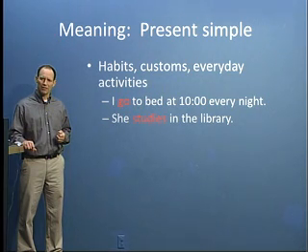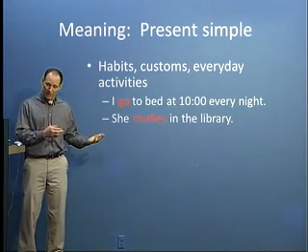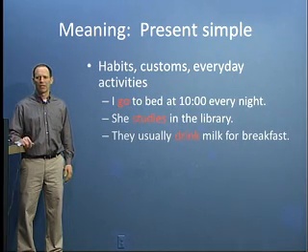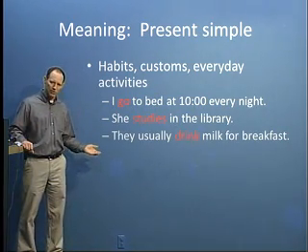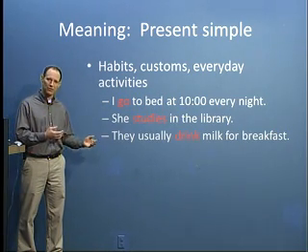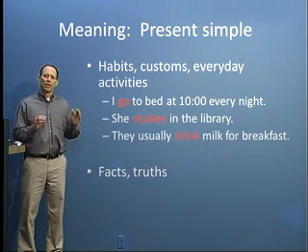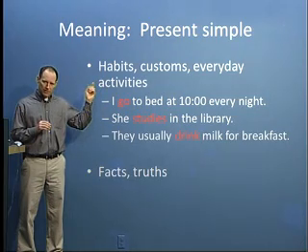She studies in the library. That's her habit. That's what she usually does or always does, so we'll use present simple. They usually drink milk for breakfast. Usually is a word that's going to show me it's present simple. It's their habit. So we use present simple to talk about habits, customs, everyday activities.